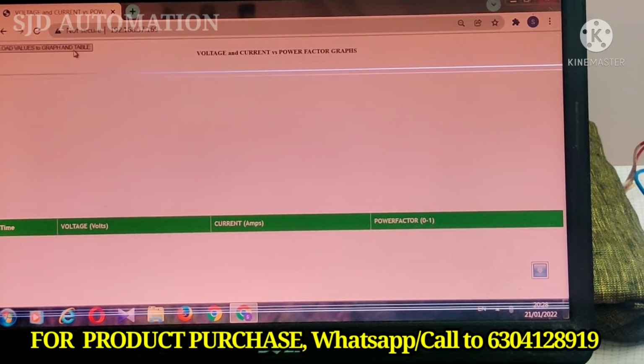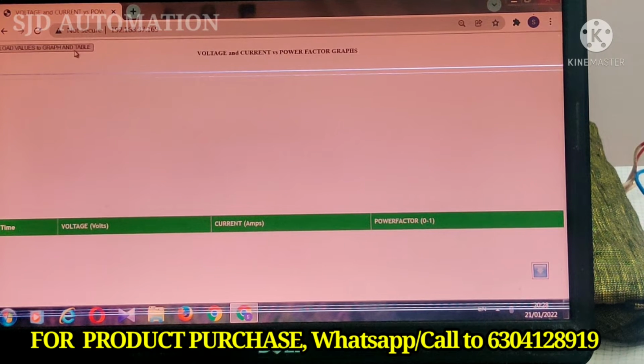After entering the IP address, we will get a screen like this. If you observe the screen, there is a button here at the corner, "load values to graph and table." By pressing that button, the values of the real voltage and real current are loaded to both the graph and the table at a time. At the same moment, both graphs will be obtained at the instant. Now I will show how the graph will be obtained.